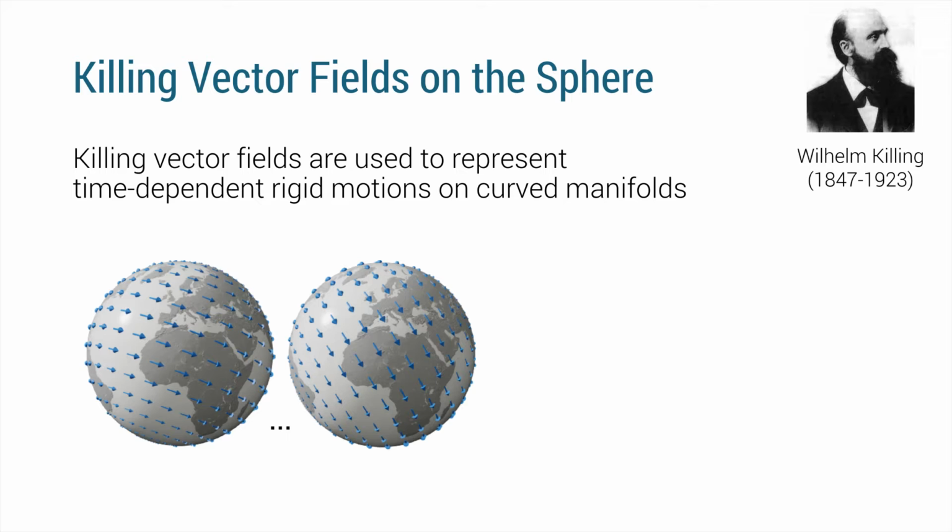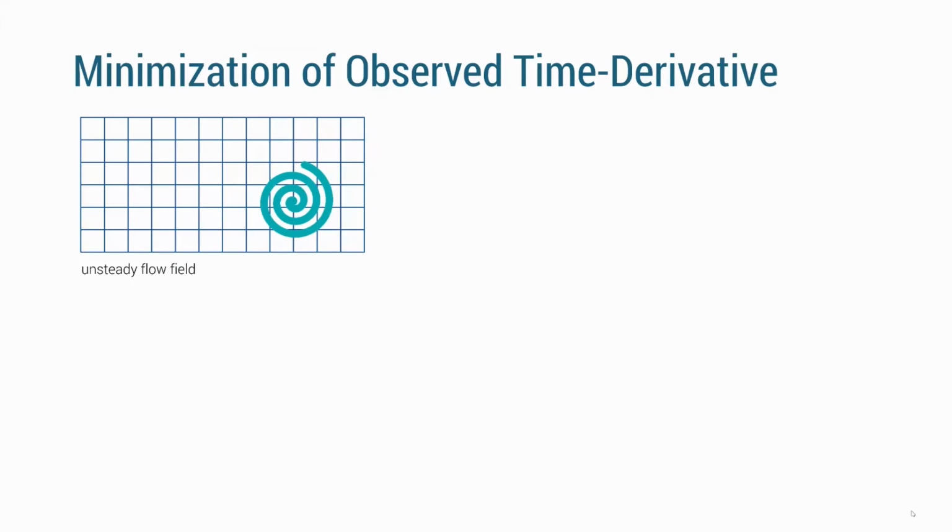Rigid body motions on smooth manifolds can be described with Killing vector fields, named after Wilhelm Killing. We use these Killing vector fields to model rigid body observers on the sphere and on other curved manifolds. Now that we know how to represent such an observer mathematically, the question is, how do we compute an observer that moves with a feature such as a hurricane?